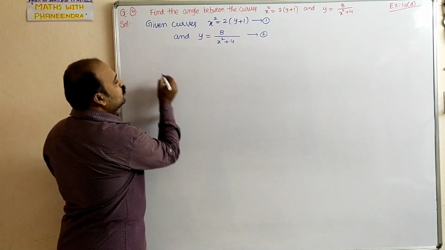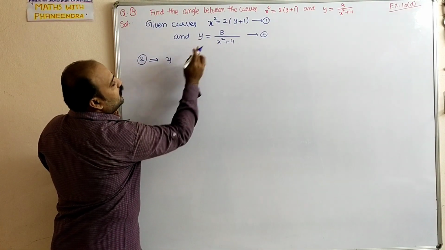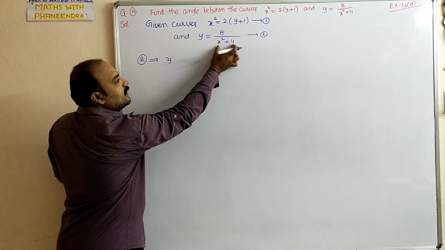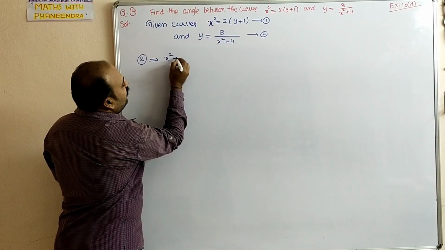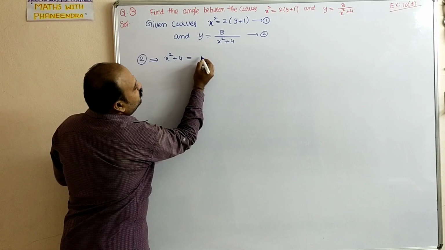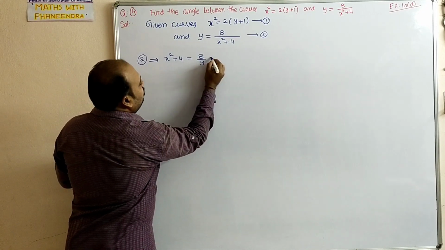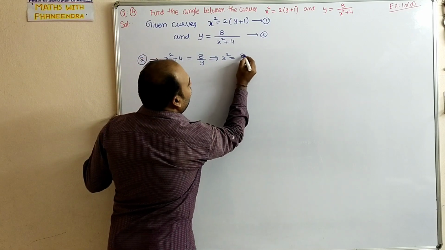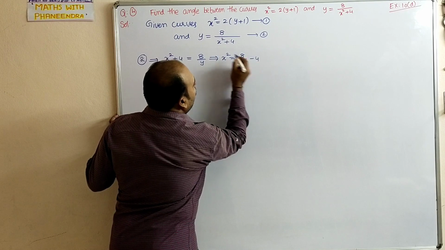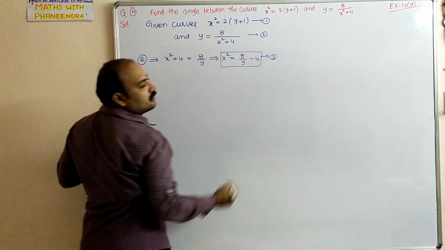From equation 2 it implies that y equals 8 by x square plus 4. Now, x square plus 4 I am taking this side and y I am taking here. So x square plus 4 is equal to 8 by y. That implies that x square equals, 4 also I am taking here, 8 by y minus 4. You put that as equation number 3.